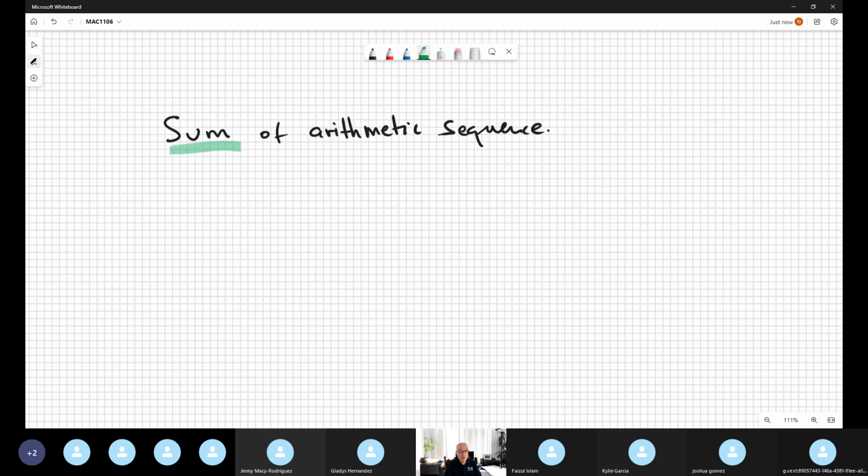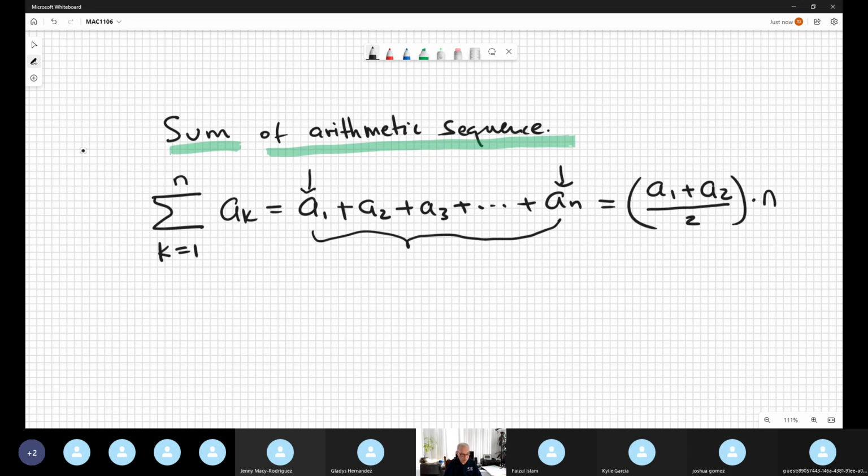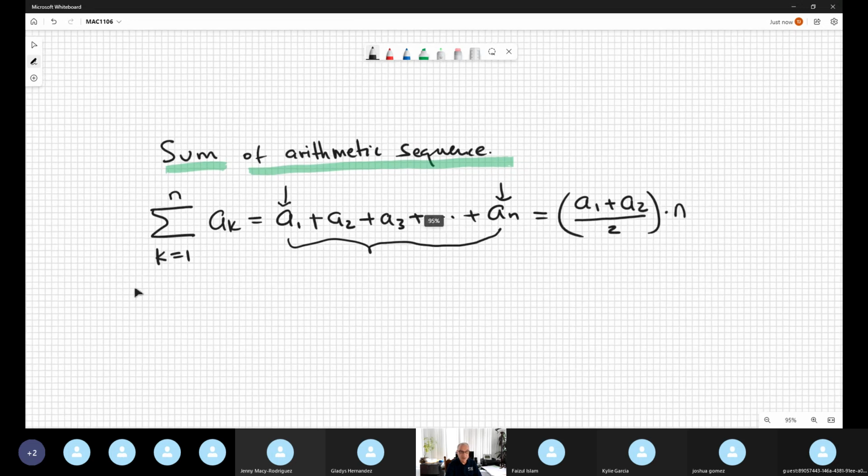Okay, what's that? Well, suppose you have the summation k equals 1 to n of a sub k, equal to a1, a2, a3. Of course, you continue, but you finish in a sub n. And the formula, this is a little bit long to prove, but it's doable, is (a1 plus an) over 2. Compute the average. It's unbelievable. Look, you take the first, you take the last, add each other, and divide by 2 to get the average, and multiply by n. n is the number of elements we have inside the summation. And unbelievable, you obtain the sum of the first n elements.